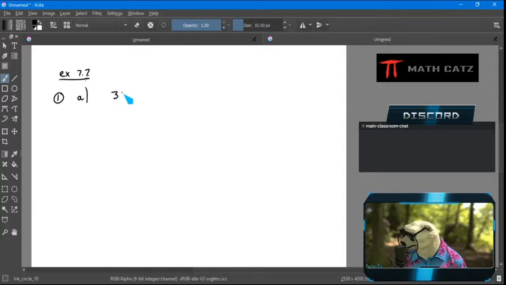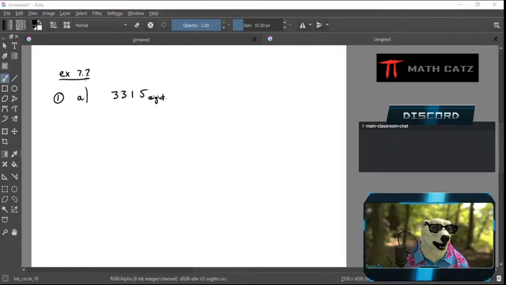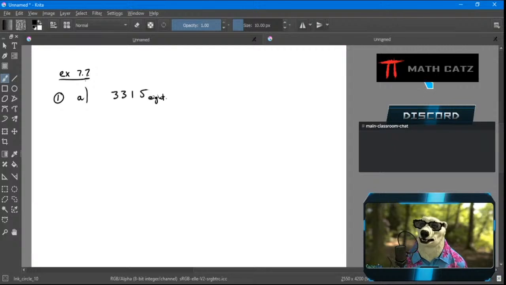So we have 3, 3, 1, 5, and we are working base 8. I need that subscript to tell me the size of the group that I'm working with. You have to tell me. If nothing is written, then it's a decimal number. If it's anything else, there needs to be a subscript. So I am not reading this as 3,315, because that is not what is happening here.